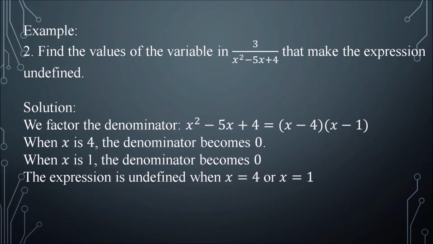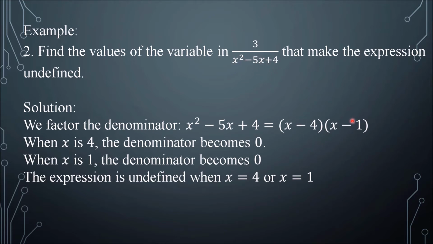Find the values of the variable in 3 over x squared minus 5x plus 4 that make the expression undefined. Why do I ask for the values, not value? Because as you can see, in the denominator, this is a quadratic expression. So if you're going to factor that, there are 2 factors. So later in our solution.